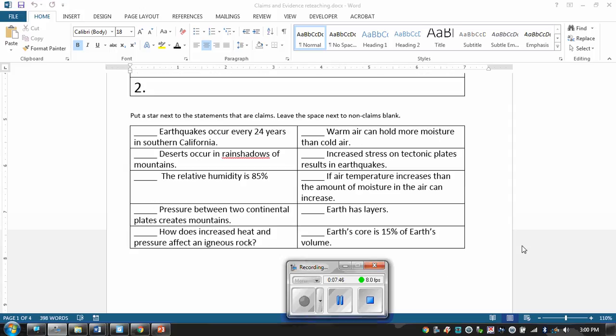This is the end of Station 1, or Center number 1. So at this point, you're going to go ahead and go to Station 2. You'll go to the next part in campus.